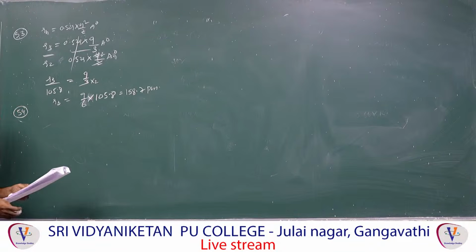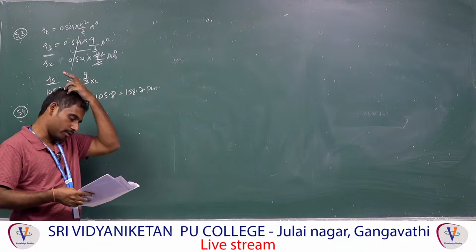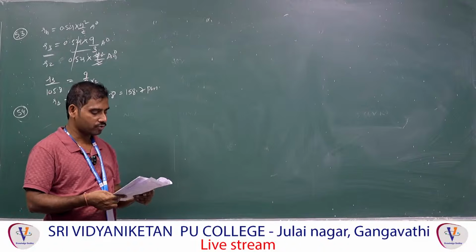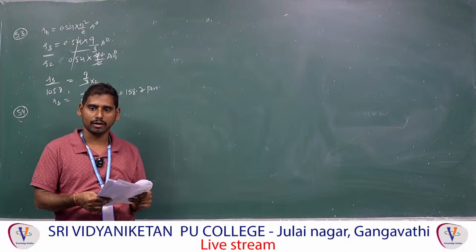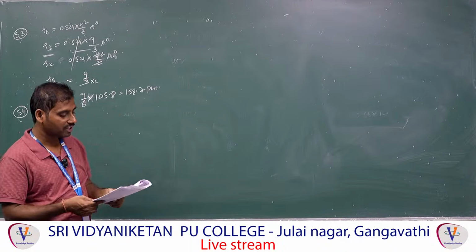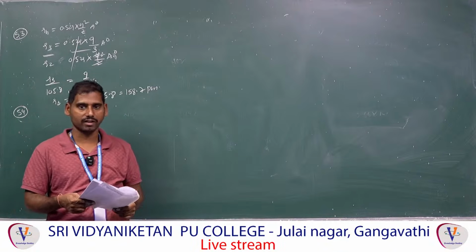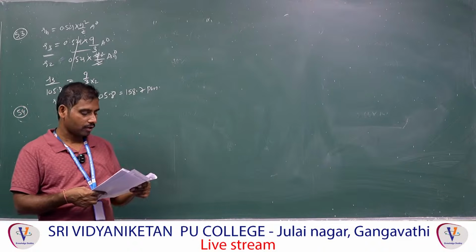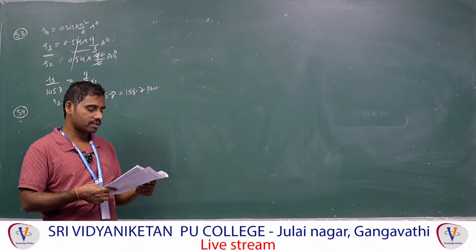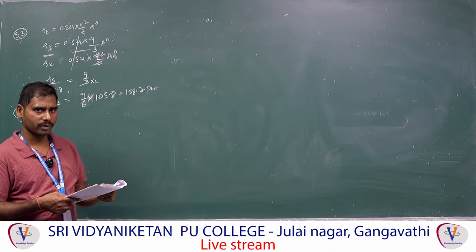Question number 54. Select the correct statement from the following. Observe the statements only. Atoms of all elements are composed of the 2 fundamental particles. That is wrong, because it requires 3 fundamental particles: electron, proton and neutron. So that statement is wrong. Next, the mass of electron is 9.1 into 10 power minus 31 kg, which is correct.